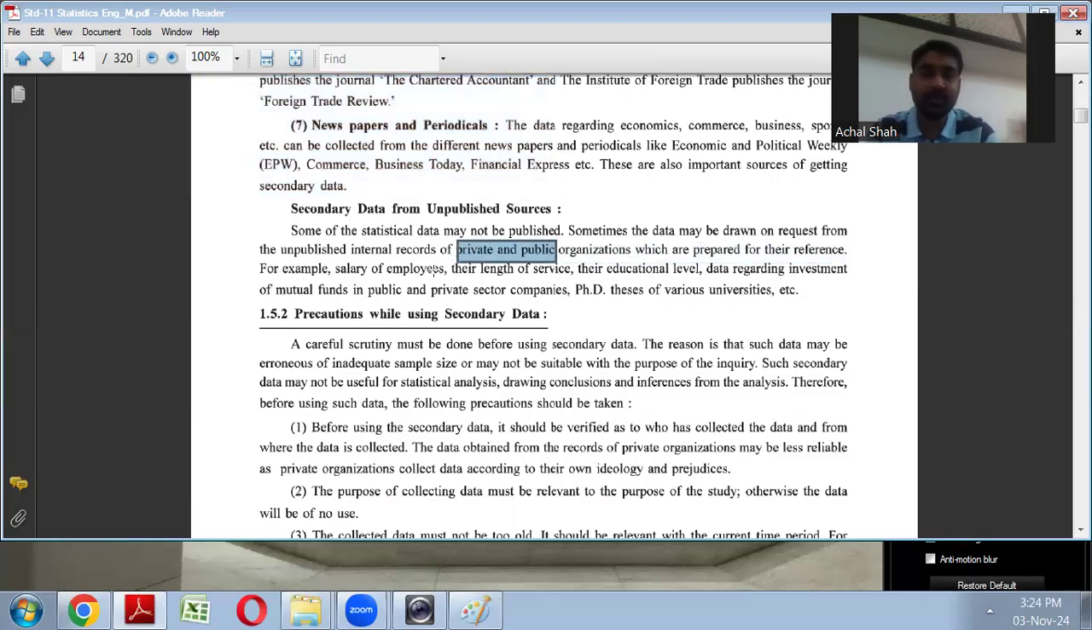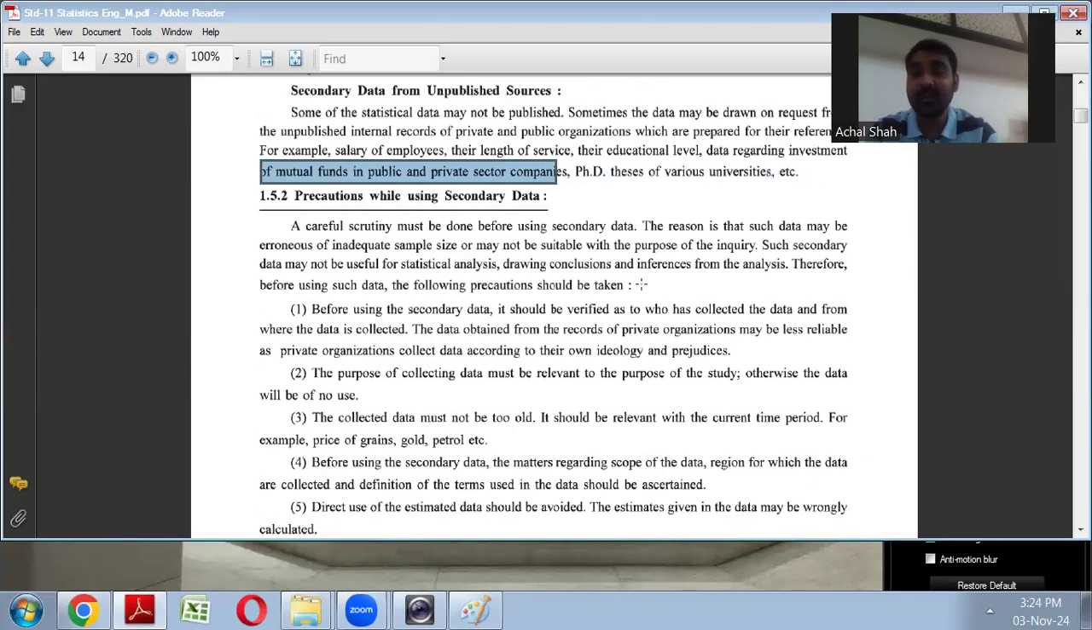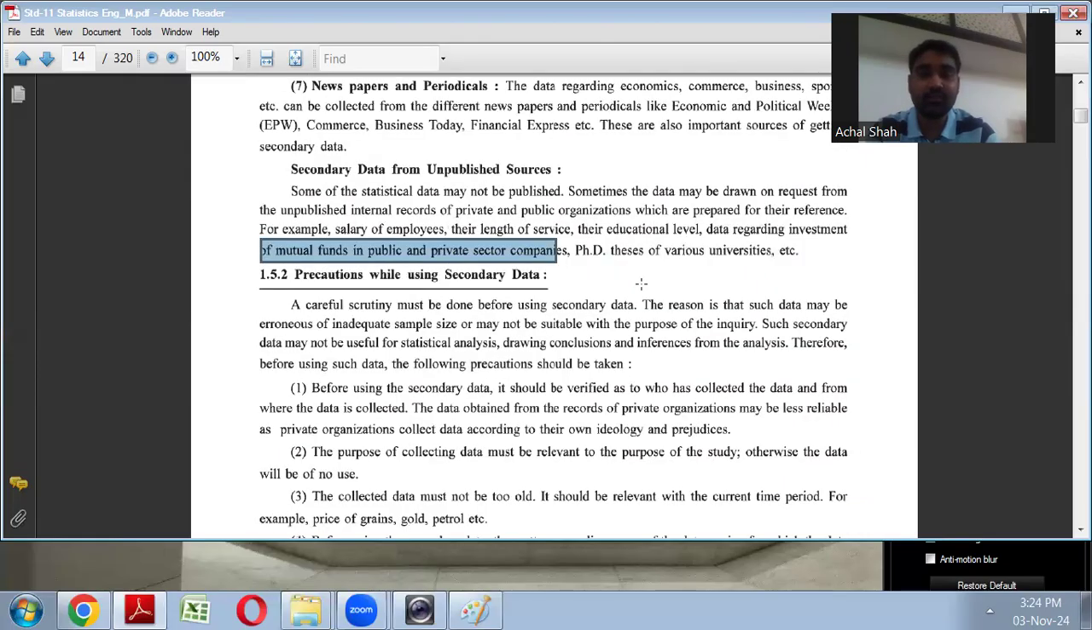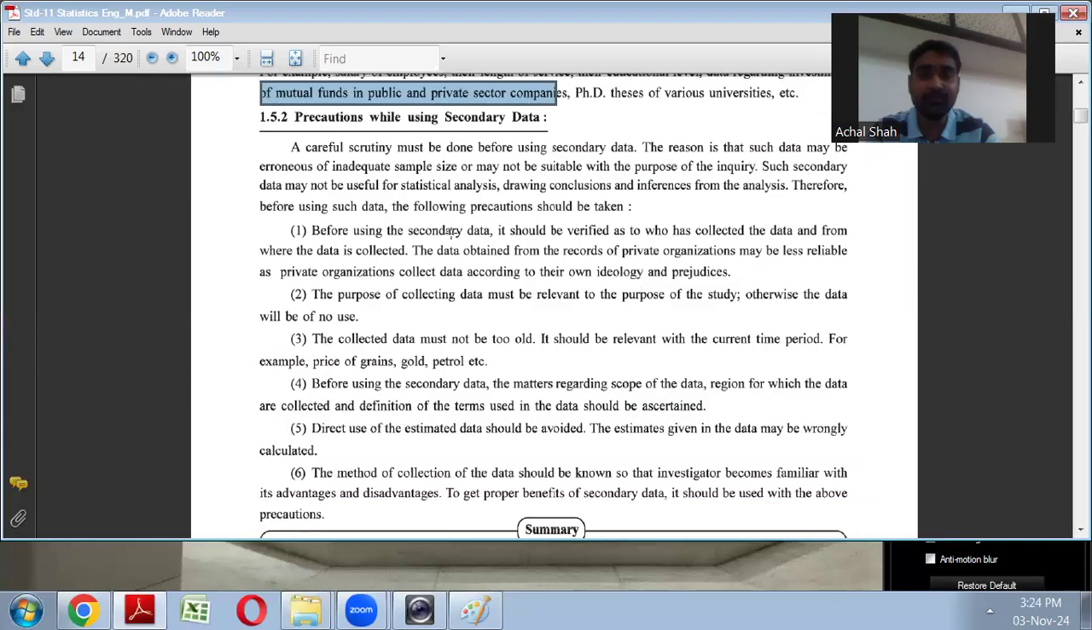Say, for example, salary of the employees. It is not public. It is not a published source, right? Education level, data regarding investment of mutual fund in public and private sector companies, etc. Some research articles by PhD students of universities can also be used as secondary data.